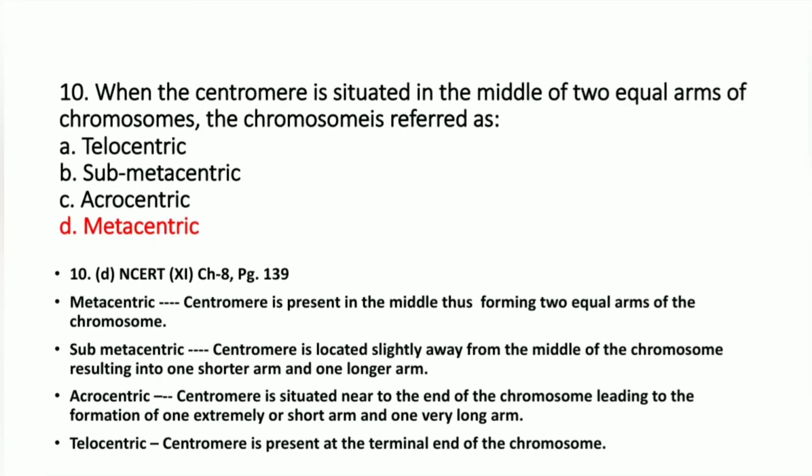10. When the centromere is situated in the middle of two equal arms of chromosome, such type of chromosome is known as metacentric. So in metacentric, centromere is present in center part and it forms two equal arms of chromosome.